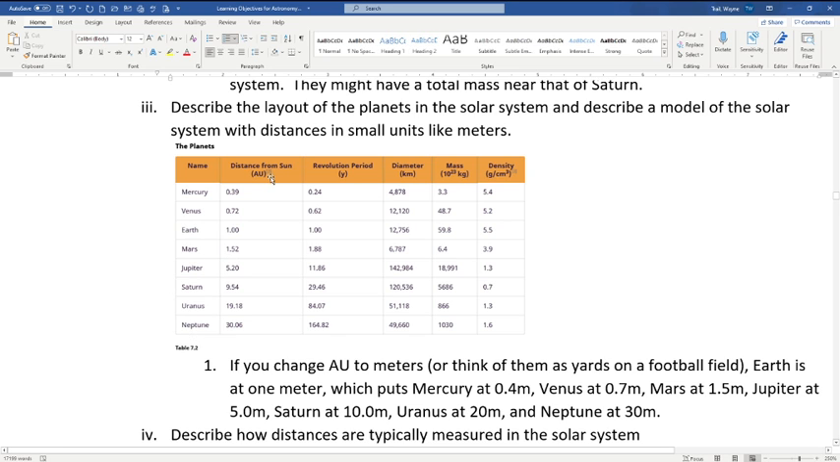The next column is the distance from the sun. You should know the order, and you should know the approximate distance. If the Earth is one astronomical unit, remember, an astronomical unit is by definition the average distance from the Earth to the sun. That's what we call an astronomical unit. It's about 93 million miles. We call it about 100 million miles. We round it up so it's a nice even number.